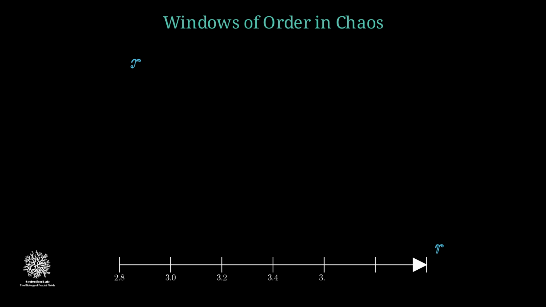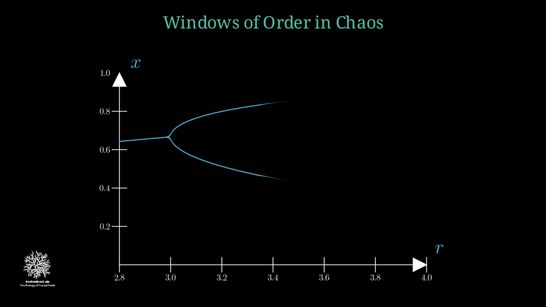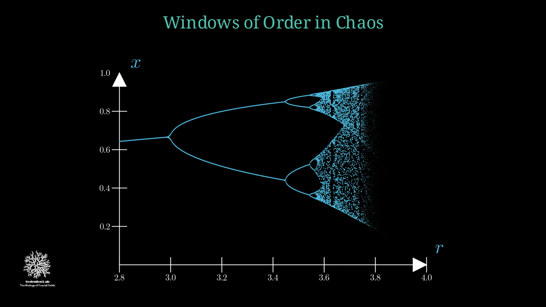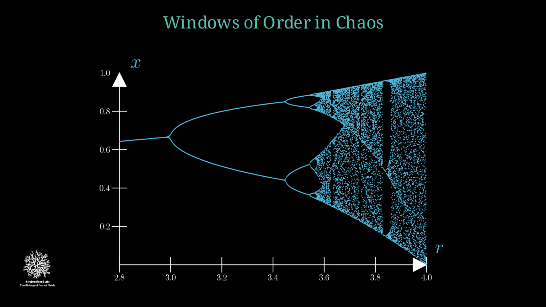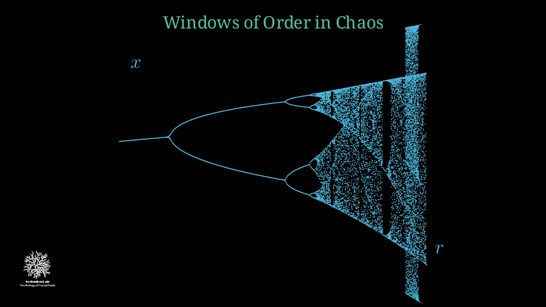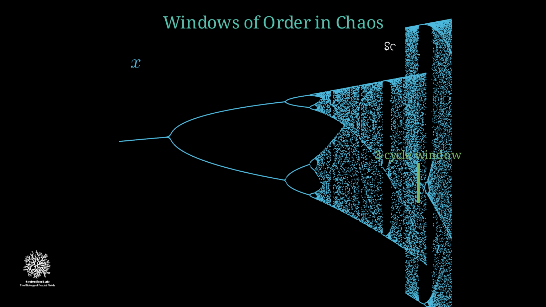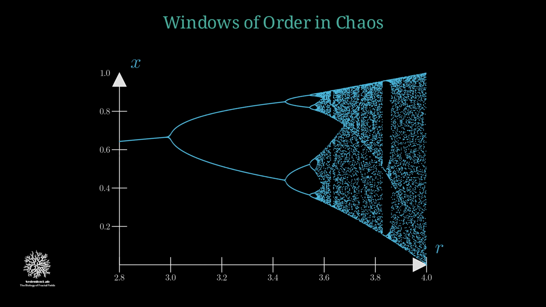The largest of these is the period 3 window, which begins at r equals 1 plus square root of 8, which is almost equal to 3.828. Inside this window, the system stabilizes to a 3-cycle, then undergoes its own period doubling cascade back into chaos. This self-similarity, patterns repeating at different scales, is characteristic of complex systems.